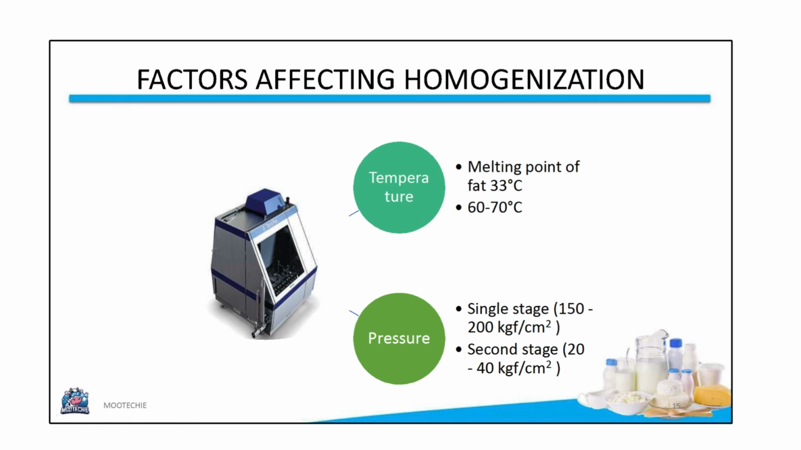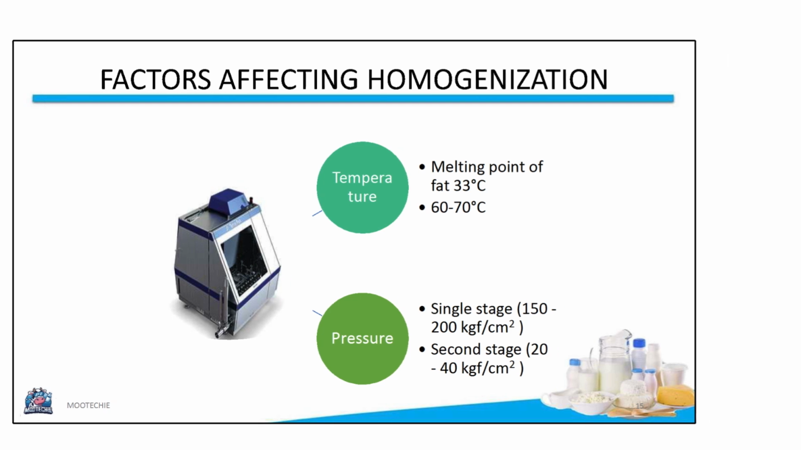Temperature is critical. The process is most effective above the melting point of milk fat, which is 33 degrees Celsius, and is typically done at 60 to 70 degrees Celsius. Pressure is the other key factor. In a single-stage homogenizer, pressures range from 150 to 200 kilograms force per square centimeter. In a second stage, lower pressures of 20 to 40 kilograms force per square centimeter are used.